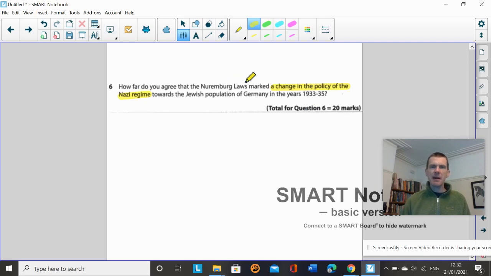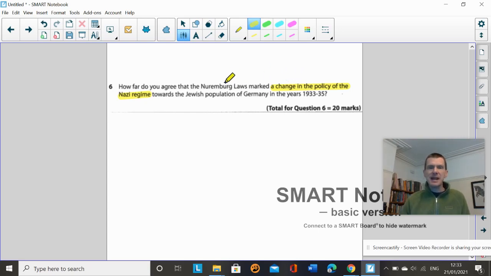In this case, they're asking about the Nuremberg laws, which were passed in 1935, and they're saying, does this mark a change in how things have been going? So we're going to expect to see a section saying that the Nuremberg laws did really mark a change in the policy of the Nazi regime, that they made things much worse for the Jewish population. The Nuremberg laws in 1935 defined who was going to be Jewish and who wasn't, removed their citizenship and said they couldn't marry non-Jewish Germans, and really started that policy of legal anti-Semitism in a real way. It was a step up in the seriousness of policy.